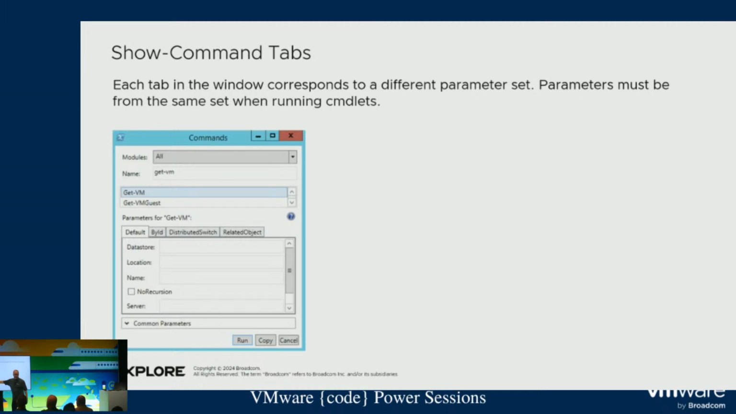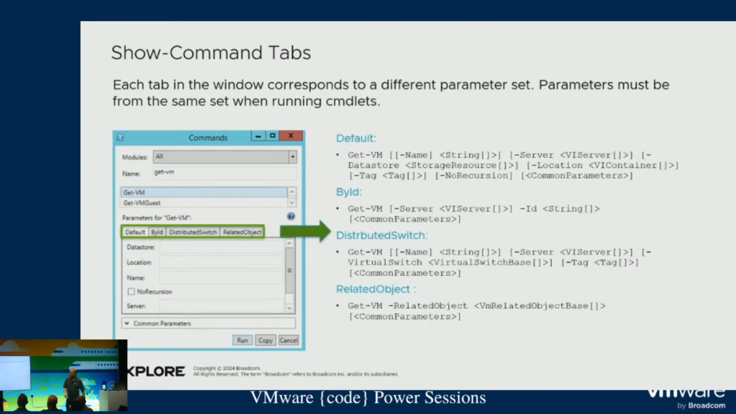Here's what the parameters are. Notice that above the parameters, there are tabs. Those tabs correspond to the different parameter sets. So in this case, there are 4 tabs corresponding to the 4 parameter sets that we just saw. So you can use either the text-based approach or this GUI. They both provide you the means to start exploring how to use PowerCLI and PowerShell in general in your environment.